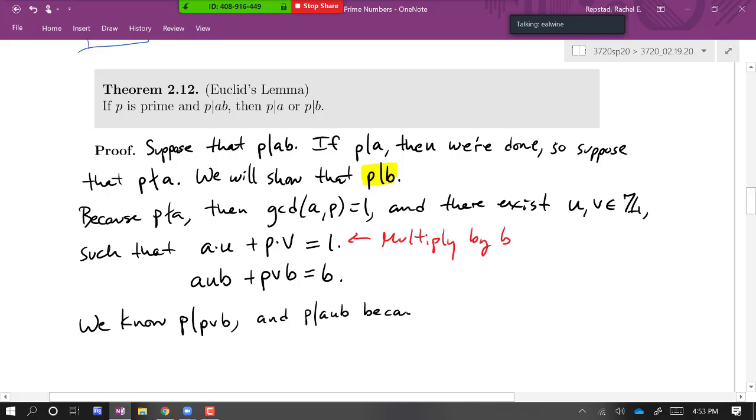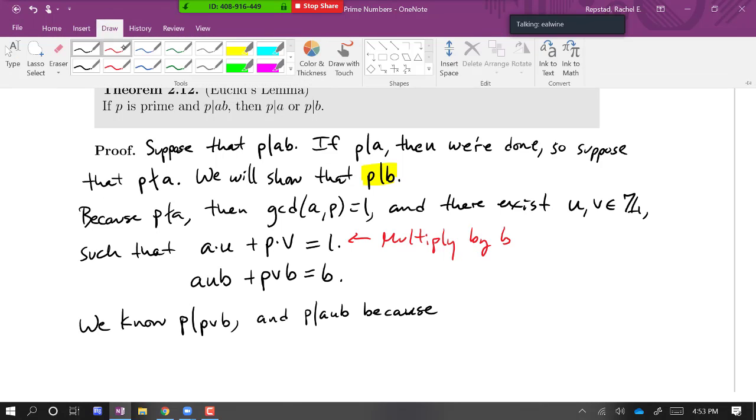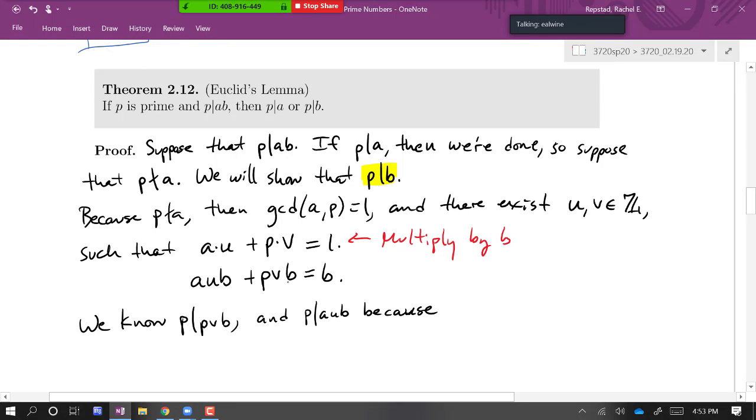Because according to PVB equals B, P divides B. According to what? So, according to the second half of that, the PVB equals B. Well, B is a common factor there. Well, yeah, B divides it. Okay. All right. B certainly is a common factor, but we want P to be a common factor.